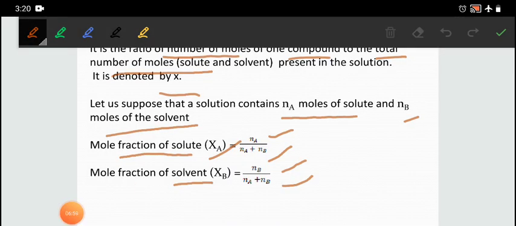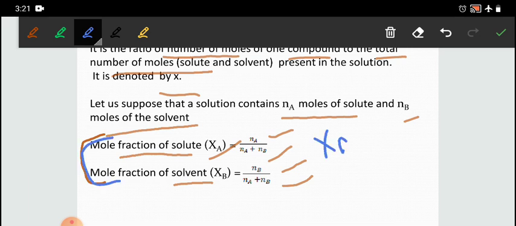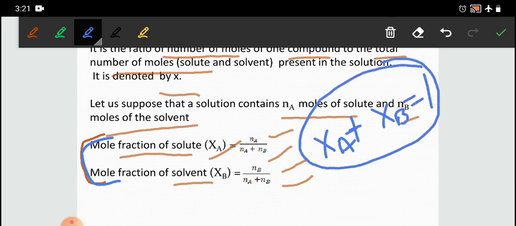Here one thing you need to remember: after doing this, you can notice these two terms, Xa and Xb. The sum of Xa and Xb will always remain the same, always equal to 1. That means if I already calculate the value of Xa, I can calculate the value of Xb as 1 minus Xa. So remember, the sum of the mole fractions is always equal to 1.